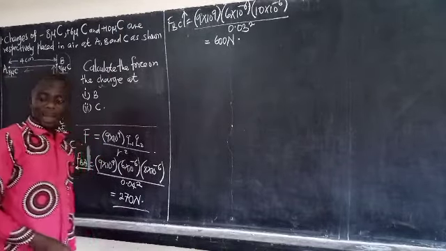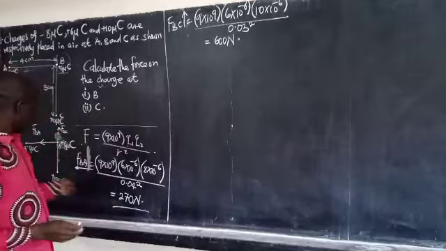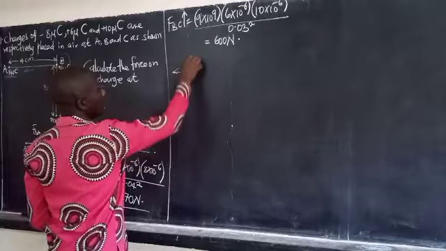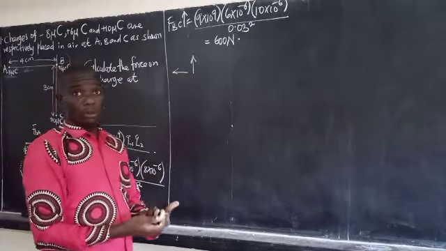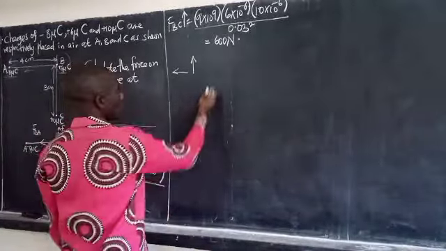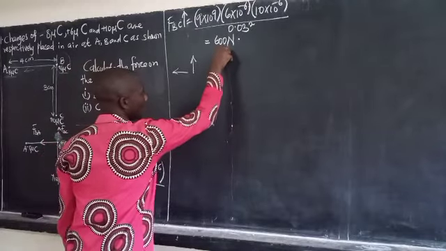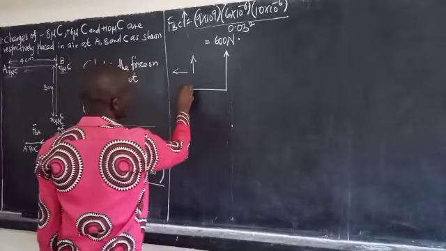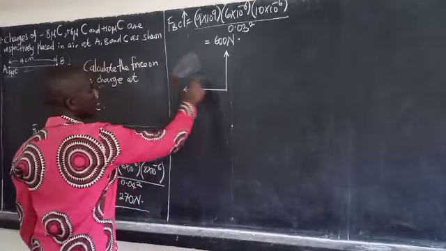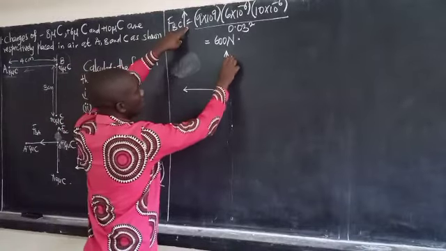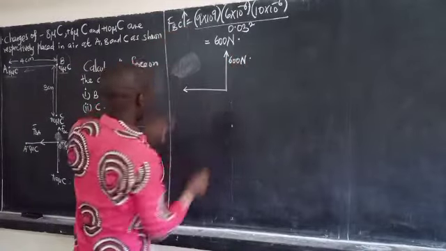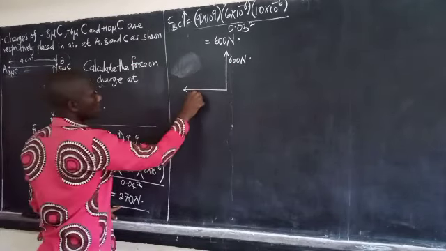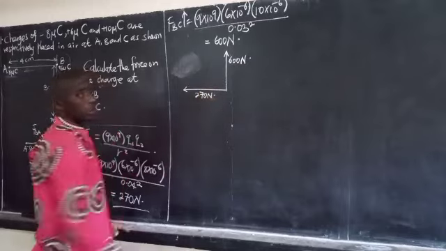So you can see we have got now the two forces, but in which direction? This one is in the upward direction, and this one is in the horizontal direction. So if we can combine them, they have to be coming from the same point. So the up one is this one, 600 Newton, and the horizontal one in this direction is 270 Newton.